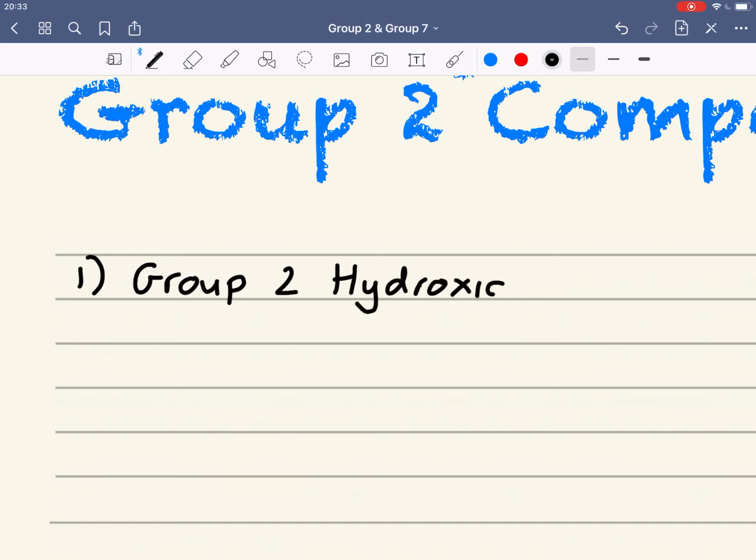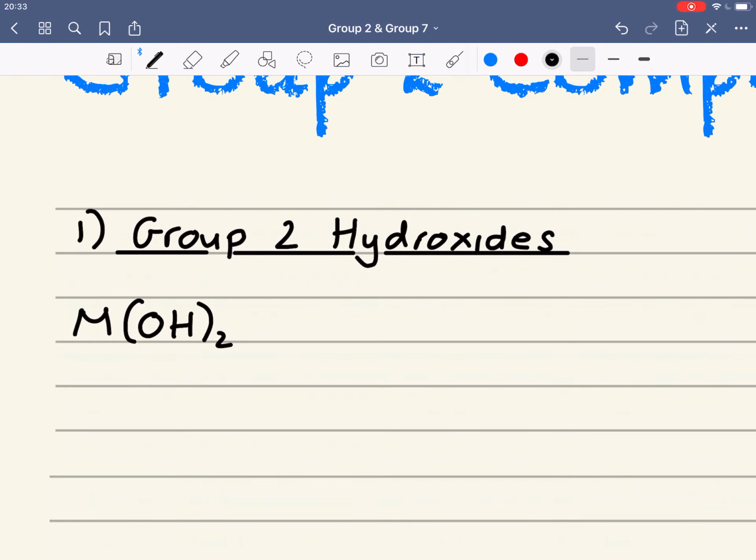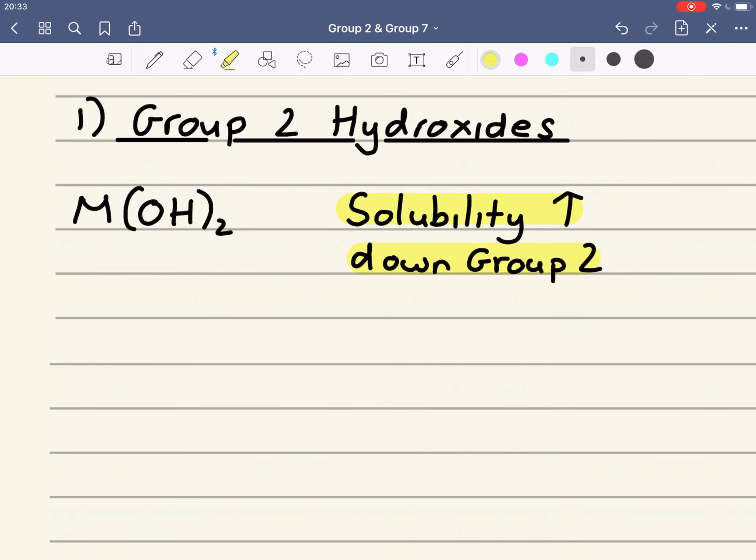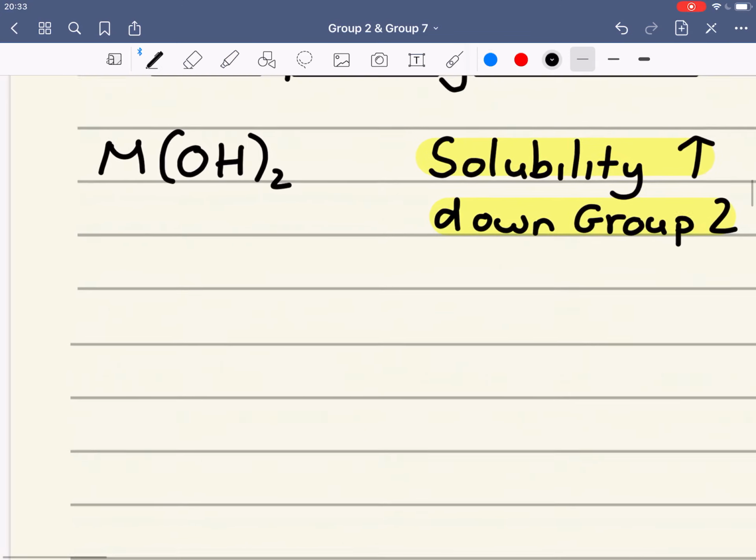Now, group 2 hydroxides all have the general formula M(OH)2, where M is any group 2 metal, and solubility increases down group 2. Now that is something that you never need to explain. You don't ever need to know why that is the case. You just need to know that it does.